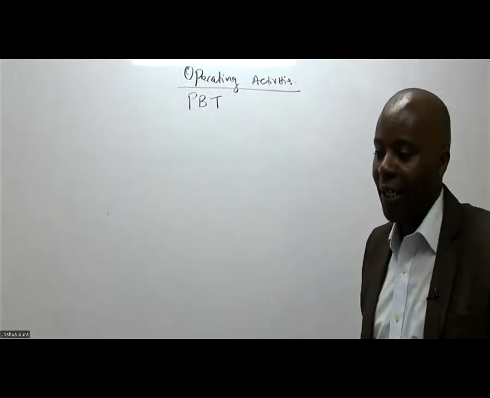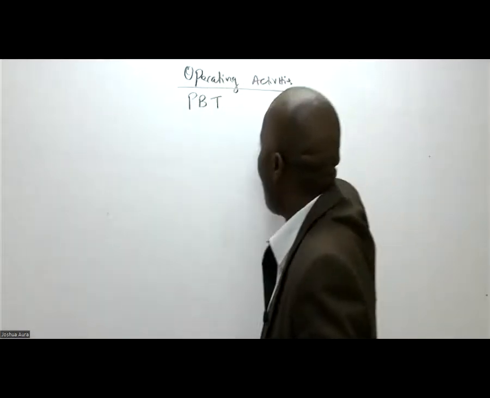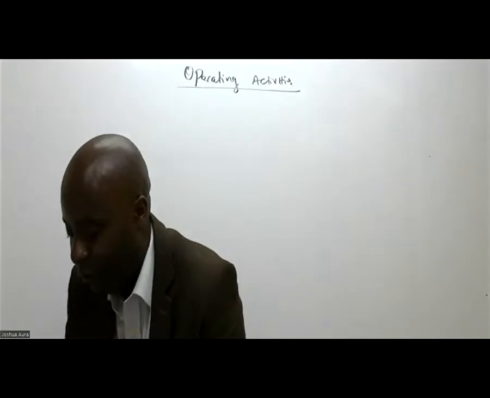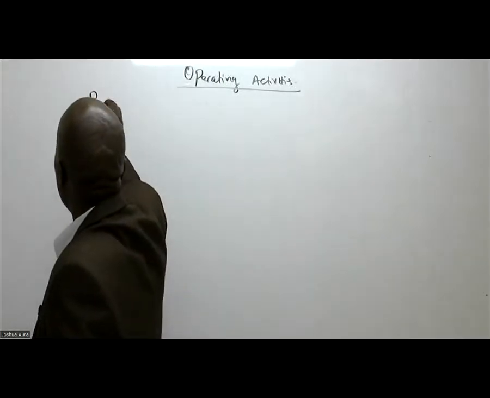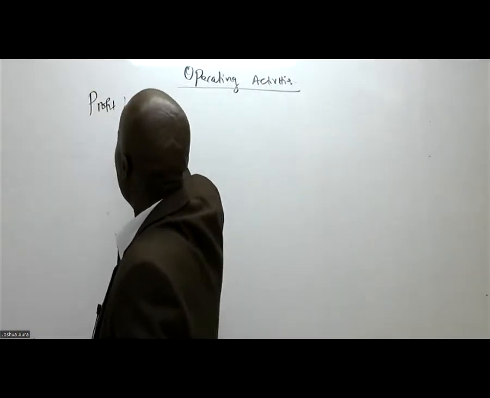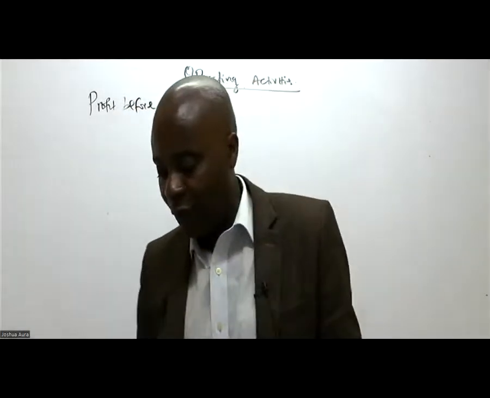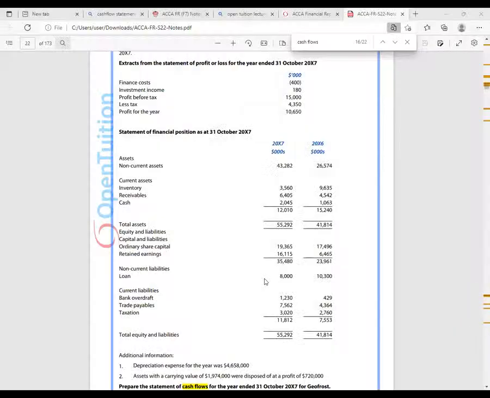So have they given me the profit before tax? Profit before tax. Looking at our past paper, the very first figure is 15,000. So the profit before tax here is 15,000.